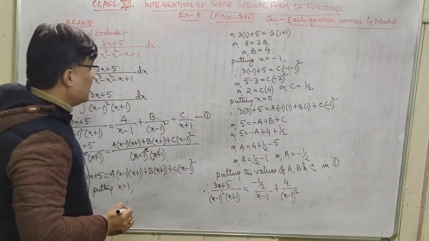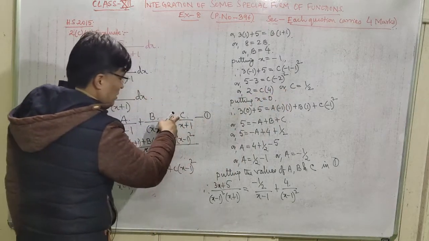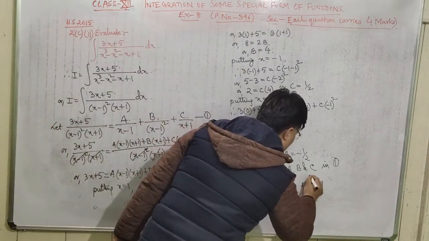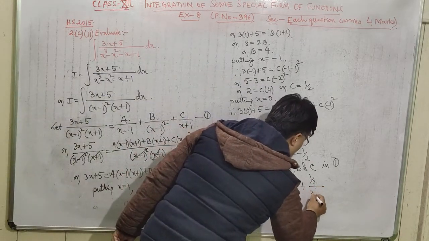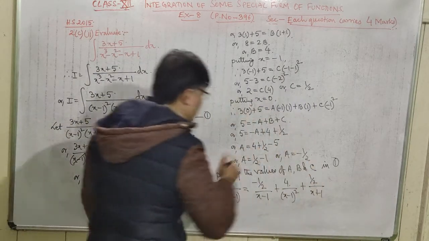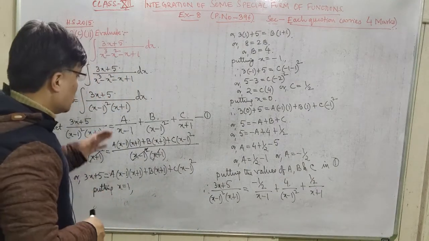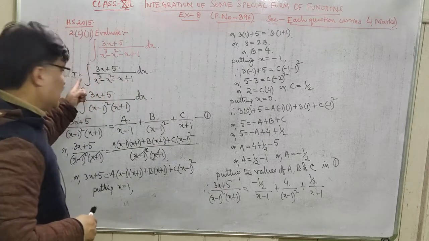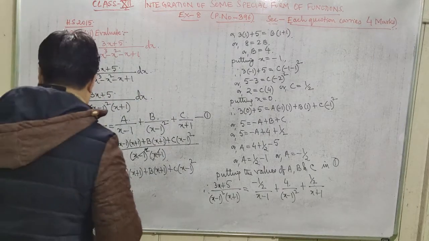And what is plus c? C is equal to half. So you put it here, plus half divided by x plus 1. So this is your partial fraction. So we have got the partial fraction, okay? So we will put this in I. So actually what is I? So I think you have understood it.